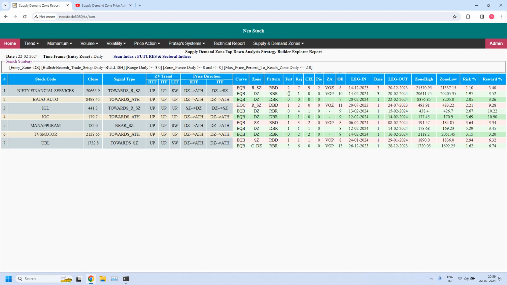Always look for fresh demand zones. Some demand zones are already tested, so you should be very careful with them. If it is a high liquidity zone, then not an issue. As per the high liquidity zone strategy, you can plan your trade.